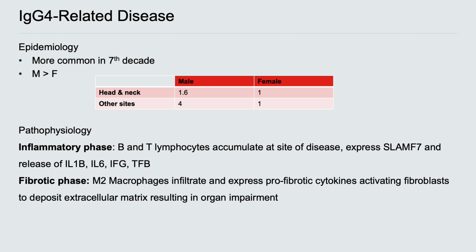at the site of disease, specifically plasmablasts that express SLAMF7, and the release of pro-inflammatory cytokines. This is then followed by a fibrotic phase in which the pro-fibrotic cytokines activate fibroblasts to deposit extracellular matrix, resulting in organ impairment.